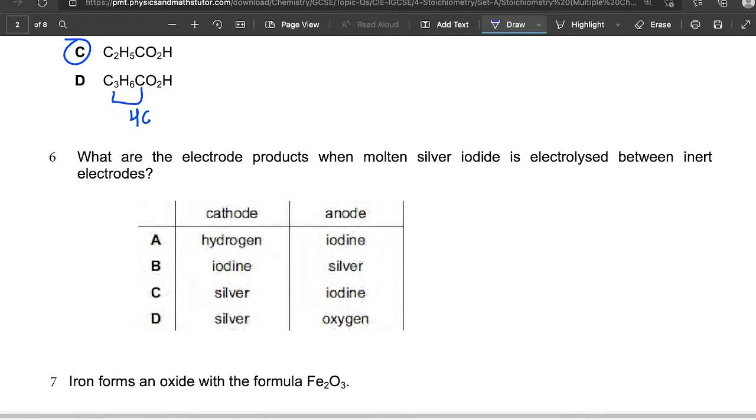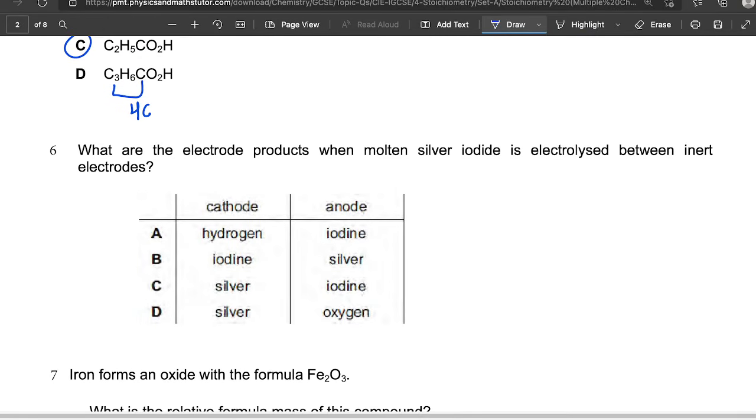So let's move on. Okay, so I think this is a question on electrolysis, but let's still have a look at this. It says, what are the electrode products when molten silver iodide is electrolyzed between inert electrodes? So when this is molten, it is silver iodide, right? Remember that the iodide is a halogen, and halogens are always at the anode.